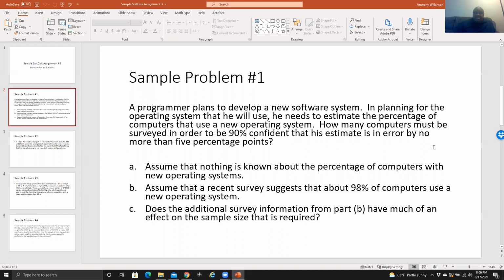You want to assume that nothing is known about the percentage of computers with new operating systems. Part B is assume that a recent survey suggests that about 98% of computers use a new operating system. And part C, does the additional survey information from part B have much of an effect on the sample size that is required? Okay, so here we can use the sample size determination in StatDisk to help us answer those questions. So let's go to StatDisk.